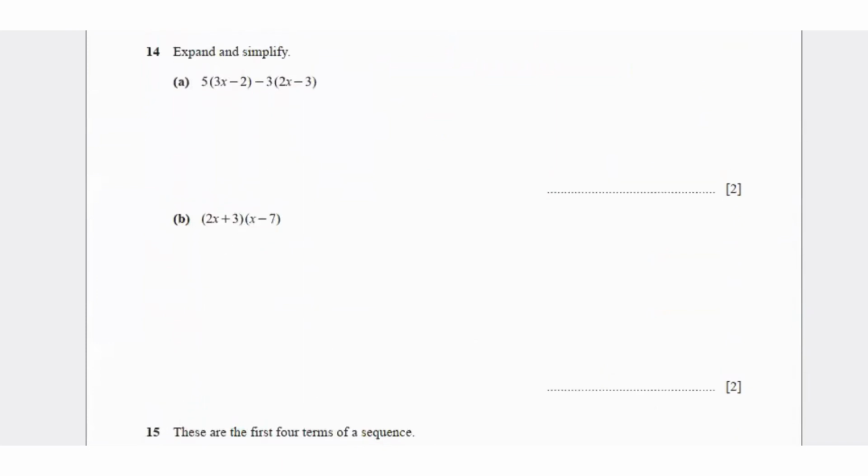Question 14 is asking us to expand and simplify. What we're going to do is we're going to expand the brackets. 15x minus 10 minus 6x plus 9. Whatever term is outside the bracket that gets multiplied with everything inside the bracket. Collect the like terms. 15x and minus 6x are like terms. So 15x minus 6x is 9x. Minus 10 plus 9 is minus 1.